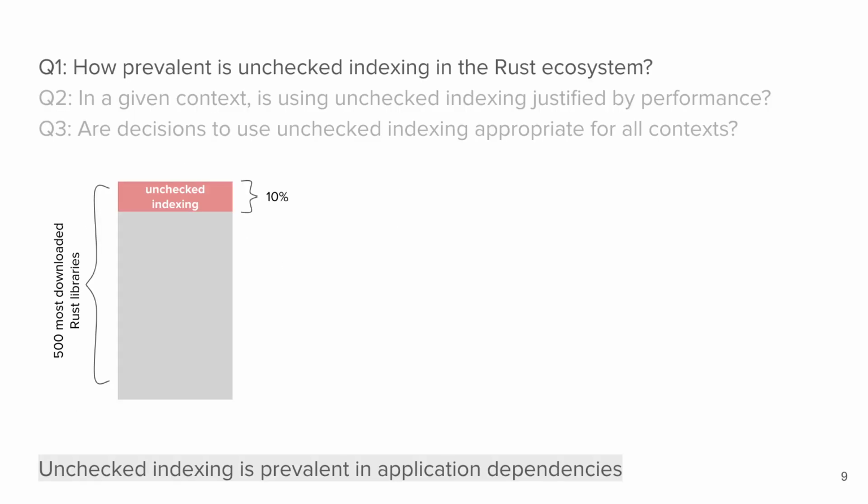The first question asks, how prevalent is unchecked indexing in the Rust ecosystem? We first find that 10% of the 500 most downloaded Rust libraries use unchecked indexing, many of which are used in applications that prioritize safety.